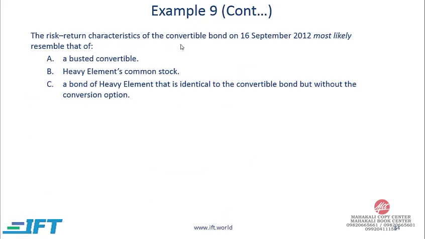Risk return characteristics of the bond on 16th September. Now here we need to look at the stock price relative to the conversion price. The market price on that date is 52. The conversion price is 43. So the stock price is substantially higher than the conversion price. If that is the case, then the convertible bond will be behaving a lot like the common stock. So that's why the best answer is B.